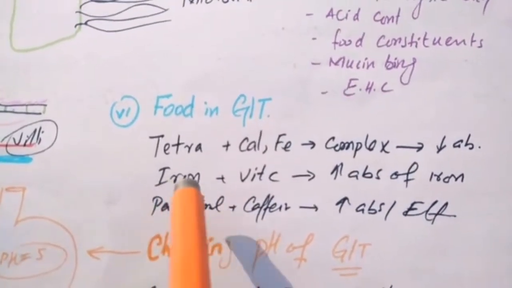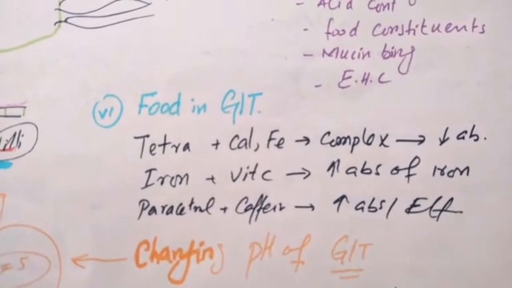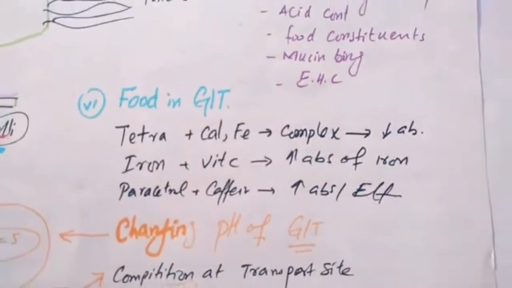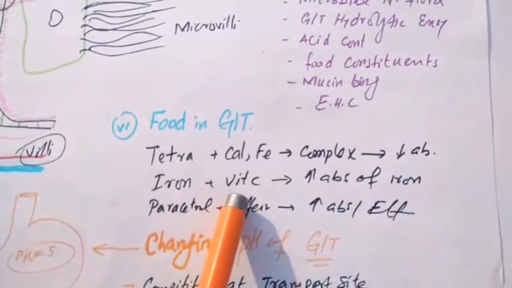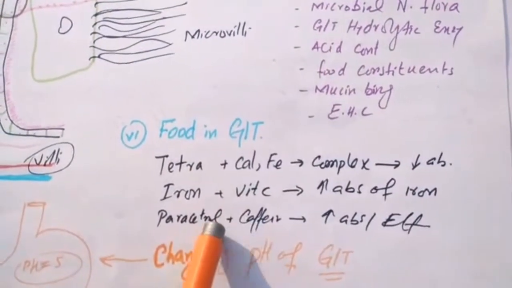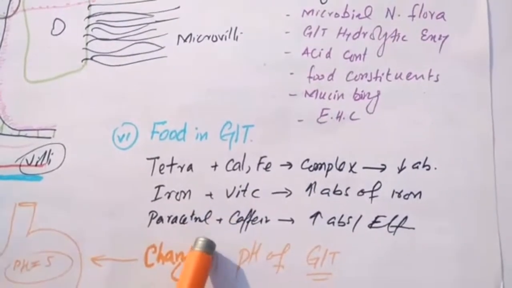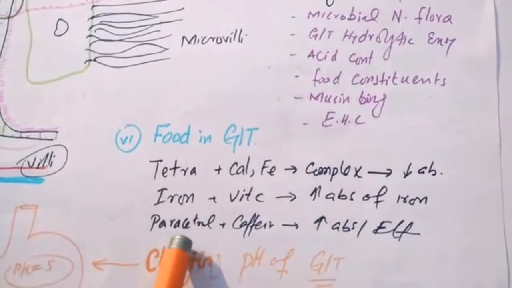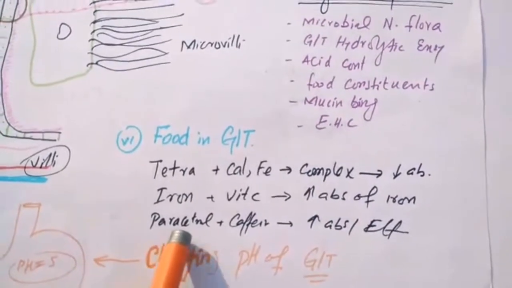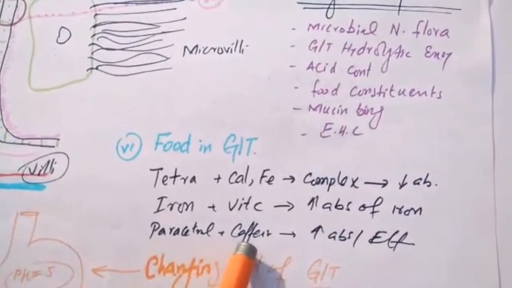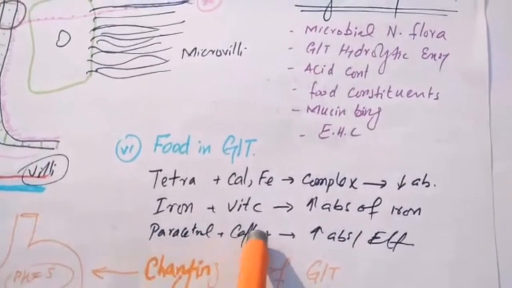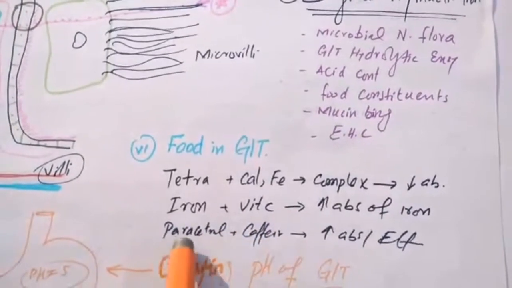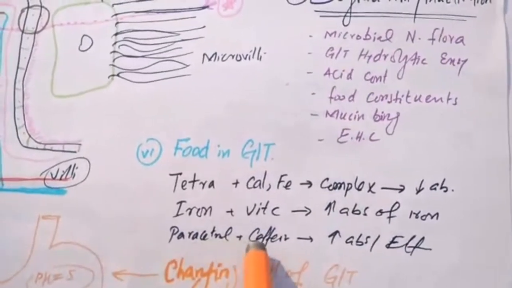This complex is an inactive material, and the complex is not absorbable, and this complex formation decreases the drug absorption. Similarly, the absorption of iron is increased due to the vitamin C content of food, and the caffeine content of food increases paracetamol efficacy. That's why we use paracetamol along with caffeine, that is Panadol Extra. And if you don't have Panadol Extra, you take just a Panadol tablet with an extra cup of tea. This is equivalent to Panadol Extra.